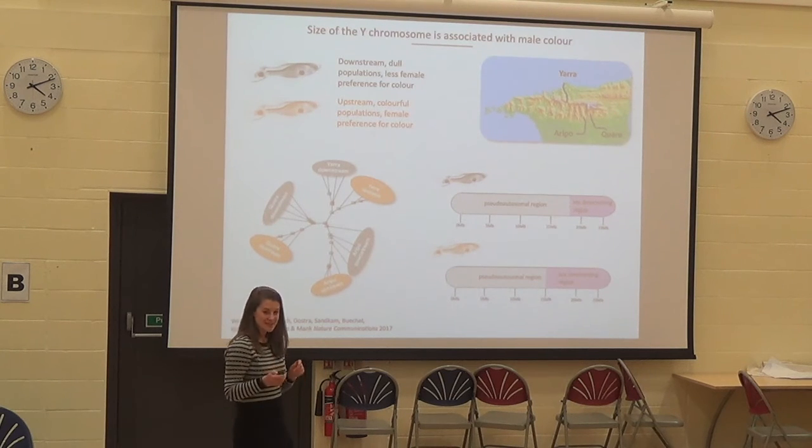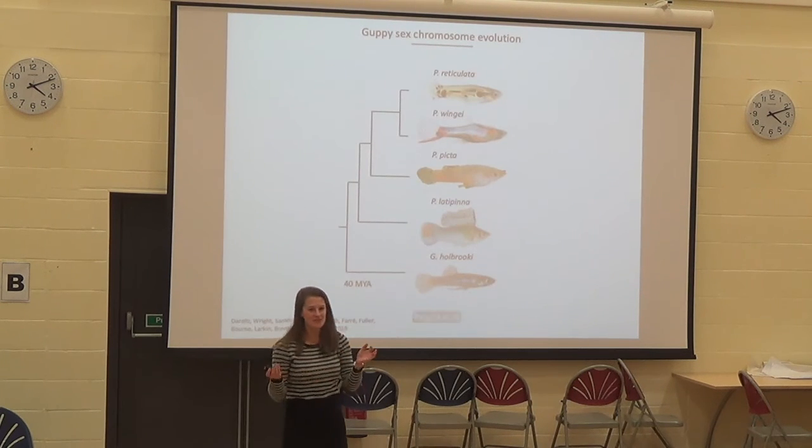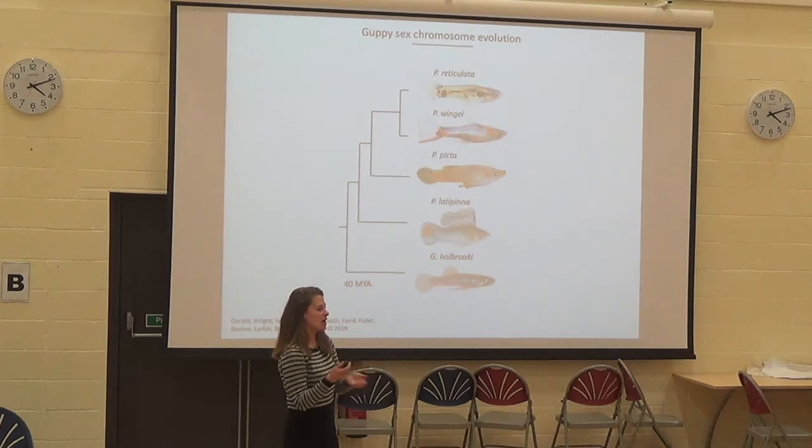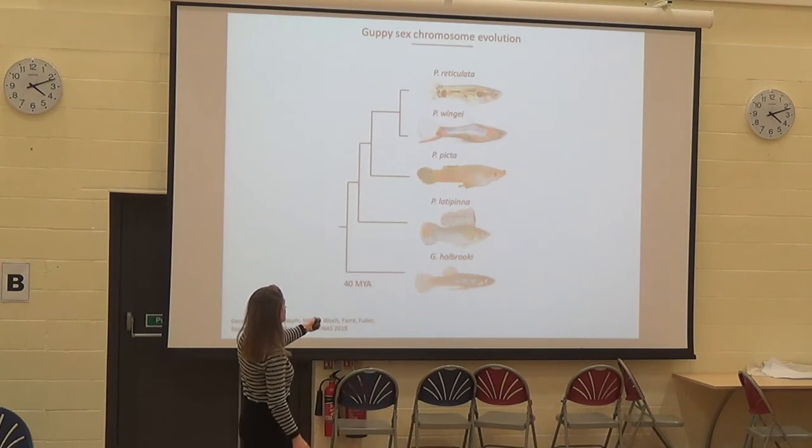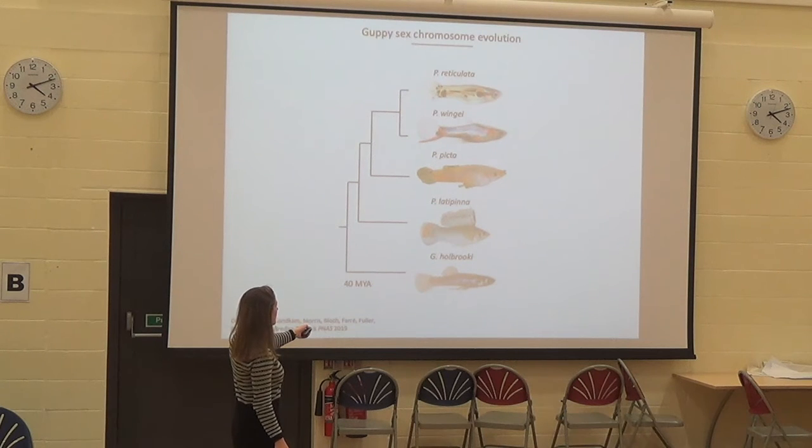So, also linked to that question, we were interested in looking at other species and asking what's going on across guppies more generally, because there are lots of different guppy species. This is the species that I just showed you the results for. There's a very closely related species called wing-eye, which is really colourful. Then there's Picta here, which is much less colourful, so that evolved about 30 million years ago. Sailfin molly, and this is the mosquito fish.